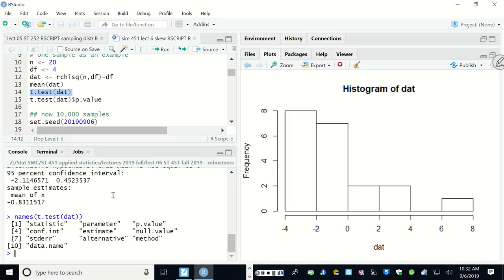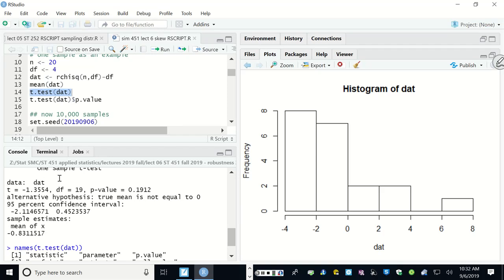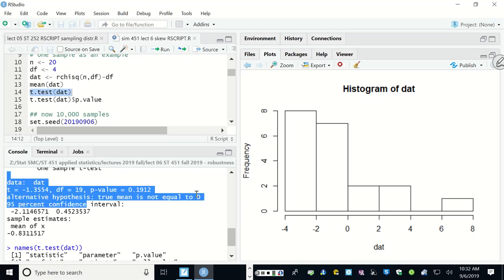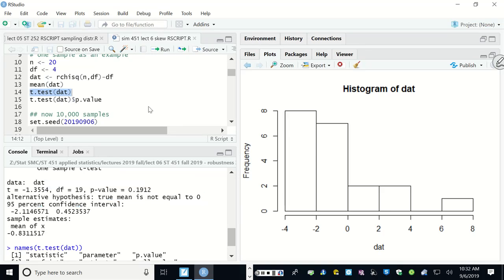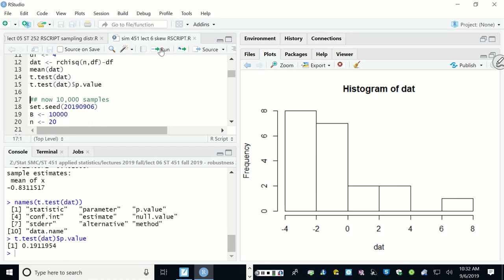What you see here is R's default way of presenting that information. It's supposed to be readable. The p-value that it pulls off is 0.19.